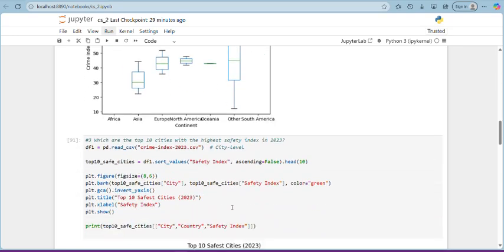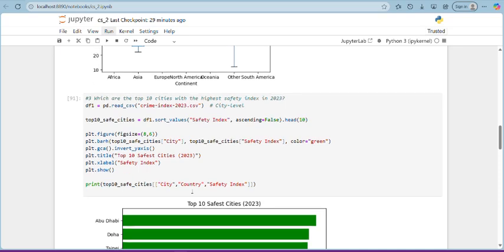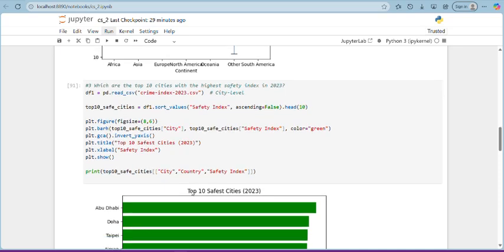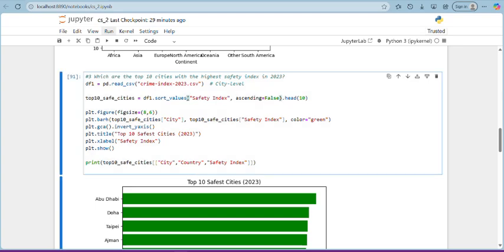This is useful because averages alone can hide extremes, and the box plot highlights the differences. And the third question was: which cities are safest in 2023? I sorted the city level data by safety index. Sort values arranges the cities from the highest to lowest safety, and head of 10 selects the top 10 safest cities.